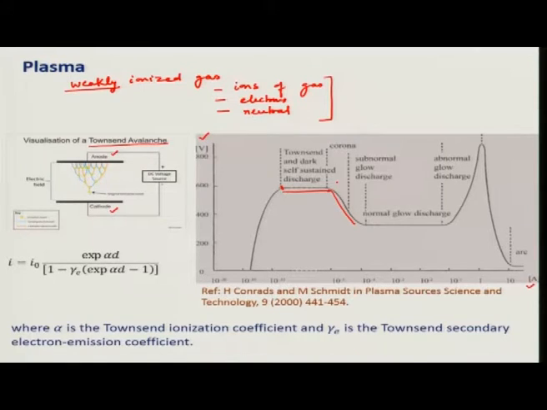These are the Townsend and dark self sustained discharge, corona discharge, and then you have a region of subnormal to normal glow discharge. In this you need very little voltage to sustain a large amount of current.